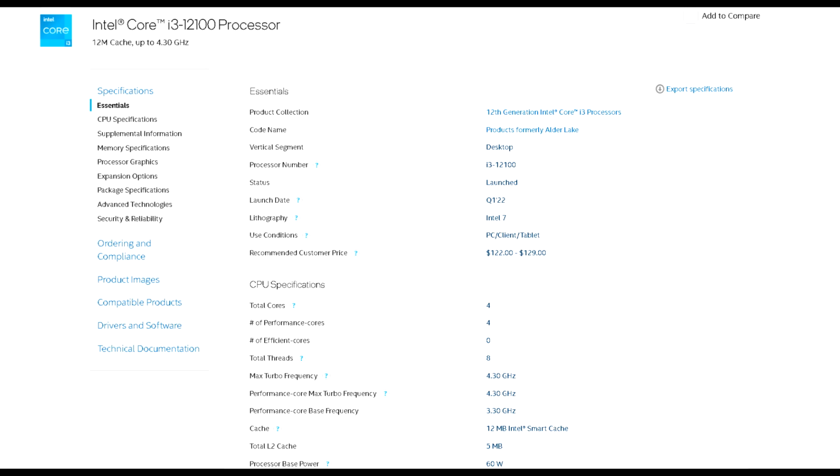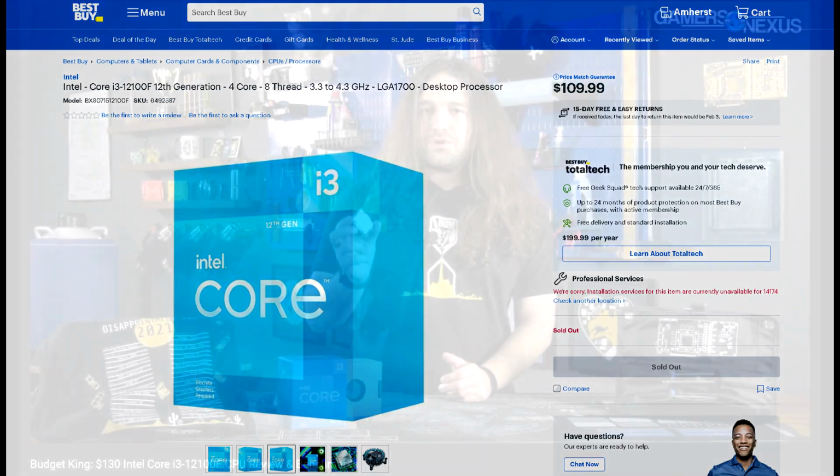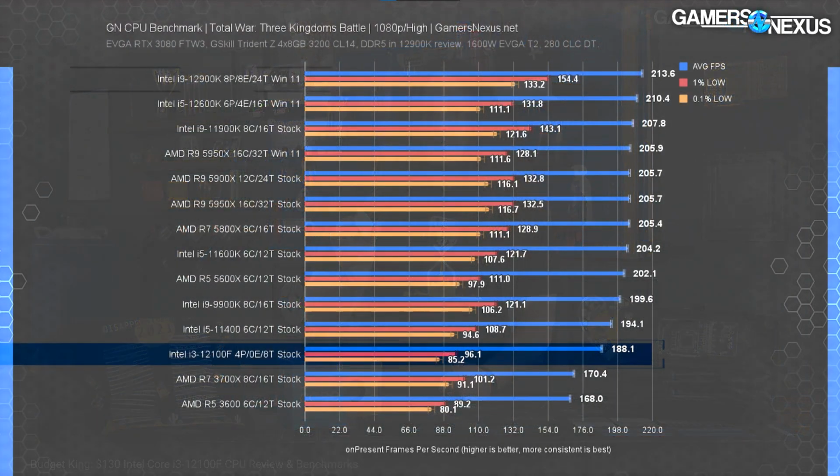The i3 12100 is part of Intel's entry-level CPU lineup from the Alder Lake family. This CPU has 4 cores and 8 threads with no E-cores like the 12400, but at its low price point of just $110 US, I'm sure that isn't a huge deal to most people in this segment. Gamers Nexus recently did a review of the i3 12100F. It's basically the same chip, just without the iGPU. Definitely check it out. After seeing the review, I can see why people are calling this chip the budget king.